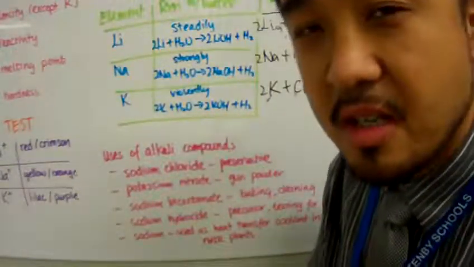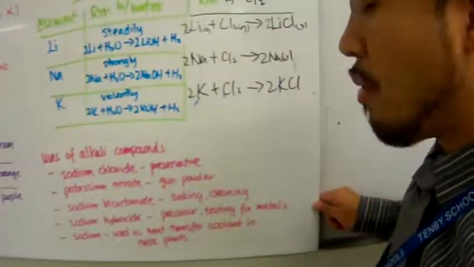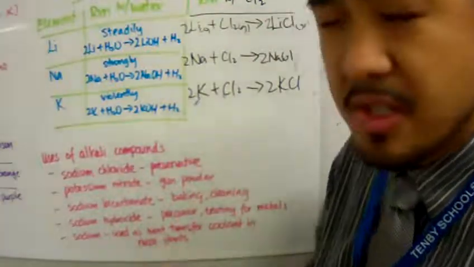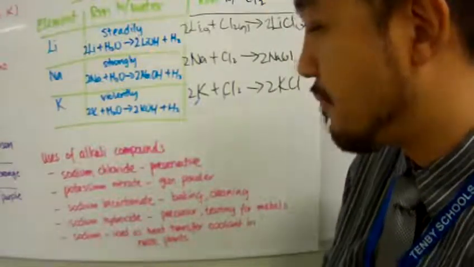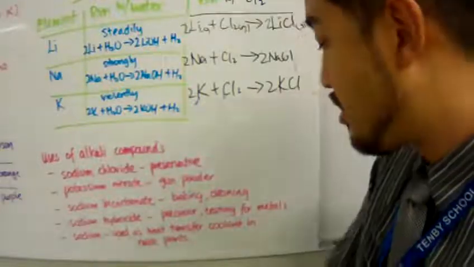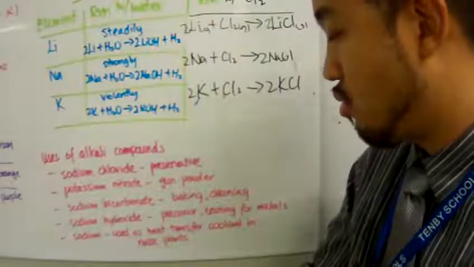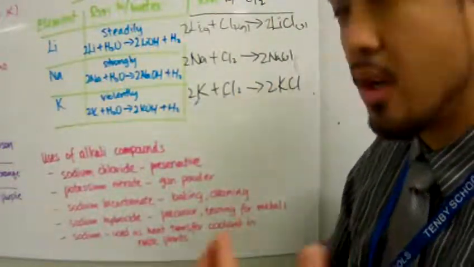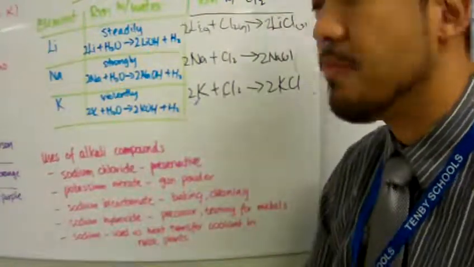Potassium nitrate is the precursor, the stuff that's inside gunpowder. Sodium bicarbonate, we see lots of it. It's basically baking soda, and it's used for baking or as a cleaning agent. Sodium hydroxide is a very important precursor in industry, and is used for testing for metals. And pure sodium is used as the heat transfer coolant in nuclear power plants. So there we go.